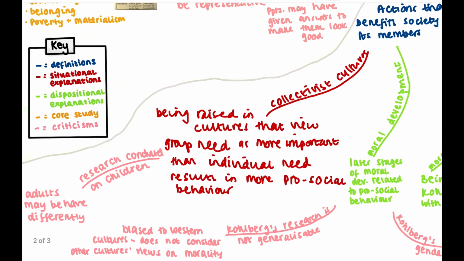Now, this is also a limitation of the situational explanation for pro-social behaviour, and that is the fact that it is only conducted on children. We cannot therefore assume that the behaviour will be the same in adults. They might behave differently.